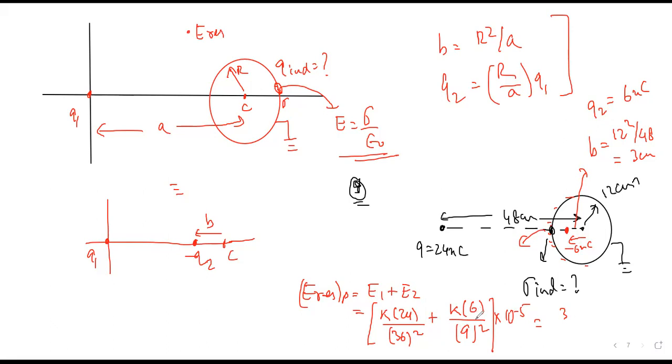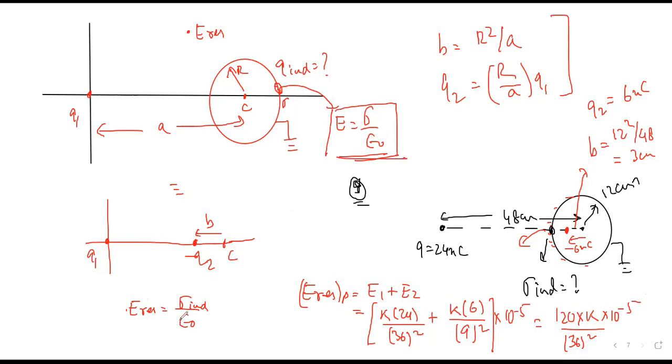4 squared would be 16 and 6 96, and 24 will be 120. 120 into k into 10 to the minus 5 by 36 squared. I think this is what you get. And so this resultant electric field will be written as sigma induced by epsilon naught. Outside a conductor, the field is always sigma by epsilon naught. This is an important result to remember.